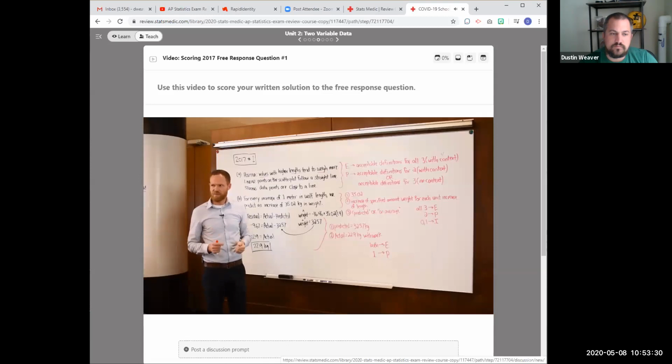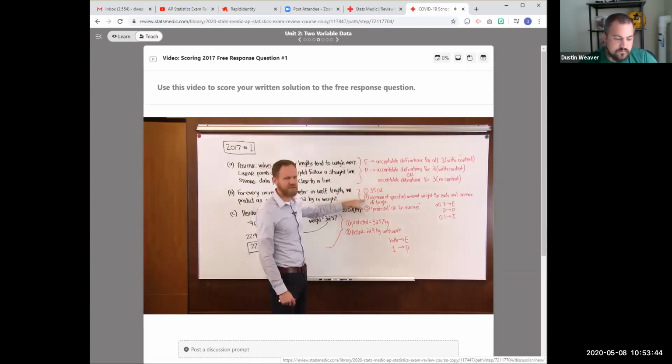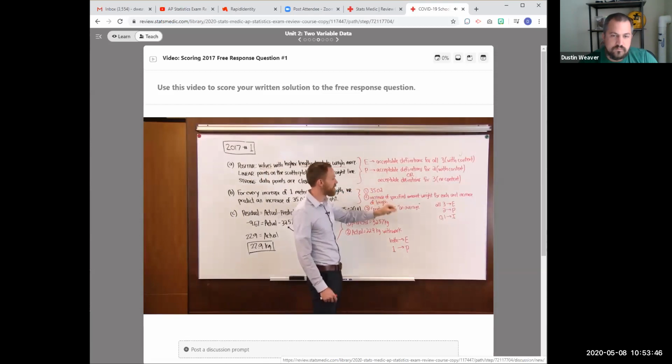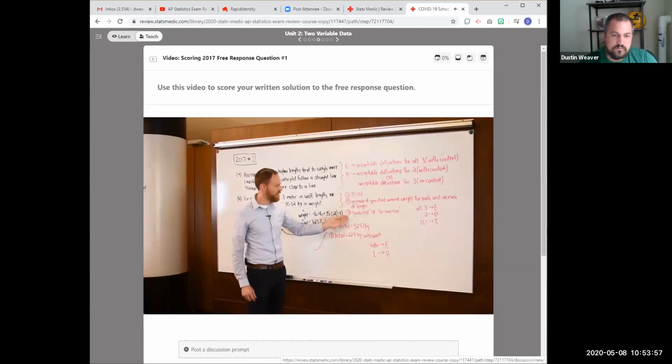Now let's take a look at part B. There are 3 components that are necessary for full credit here. First, you have to correctly identify the slope of the line as 35.02. Secondly, in your interpretation, you have to say that an increase of a specified amount of weight for each unit increase of length. And for us, we've specified an increase of 35.02 kilograms for every 1 meter increase in the length. And then the third thing is you have to have used the word predicted or the words on average.